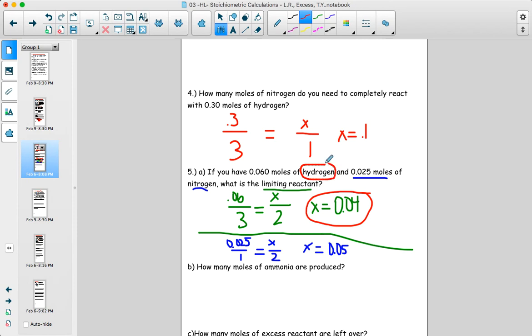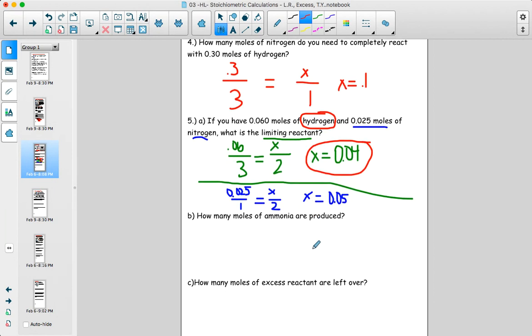So the limiting reactant is simply the identity of one of the reactants. So it always has to be one of the reactants. And so in this case, because hydrogen allows us to produce less product, that makes hydrogen the thing that limits us. So it is the limiting reactant. And nitrogen is the excess reactant because there's going to be some nitrogen left over.